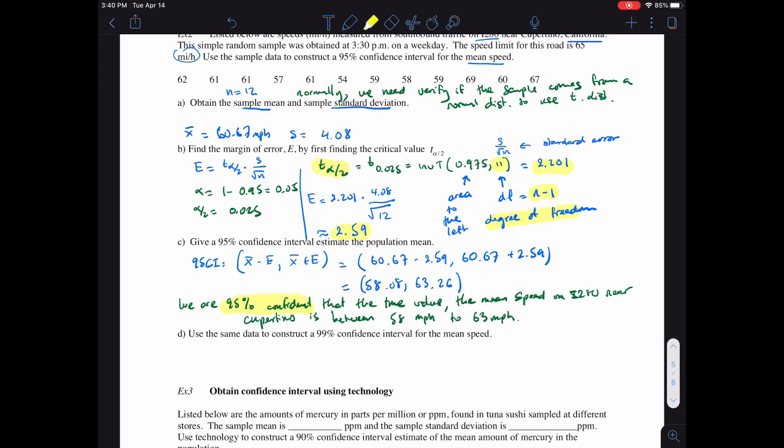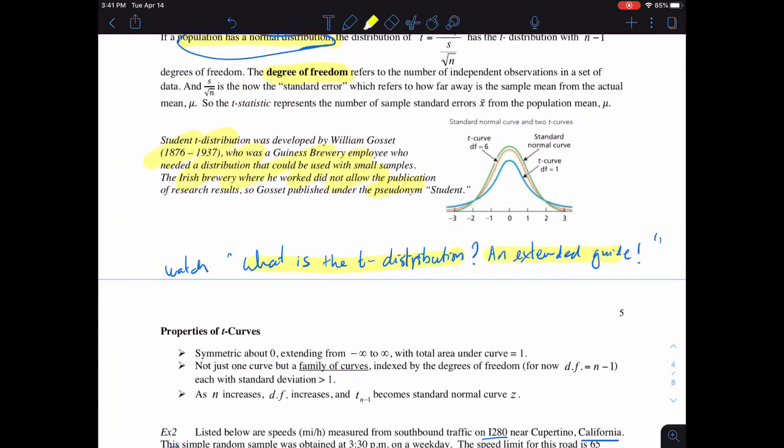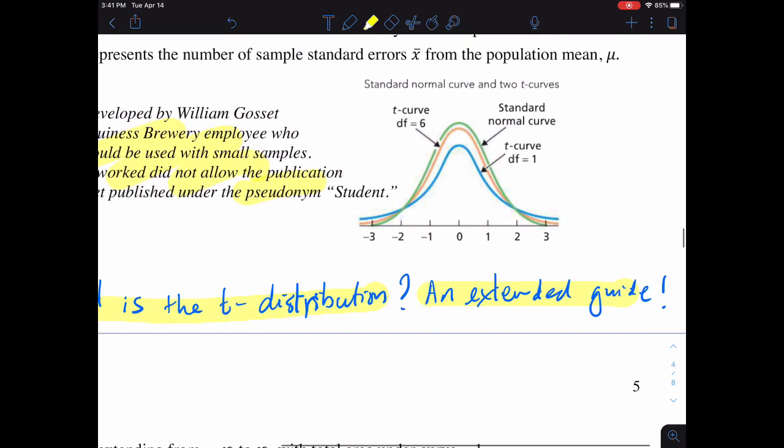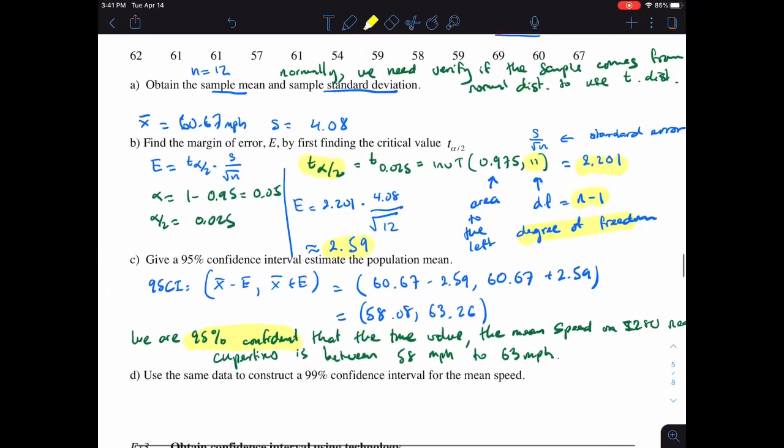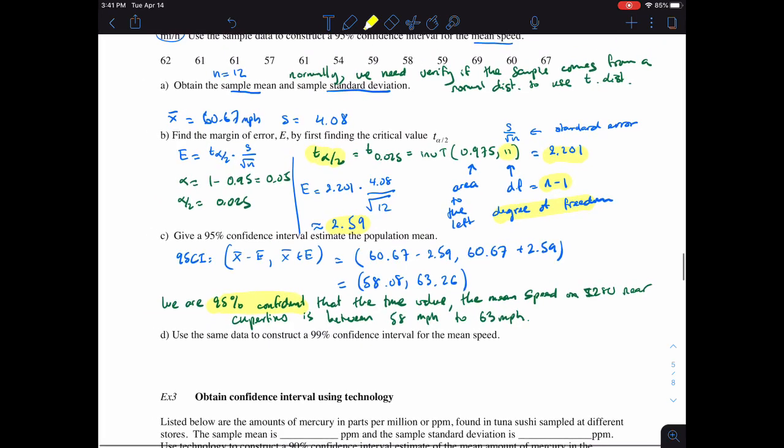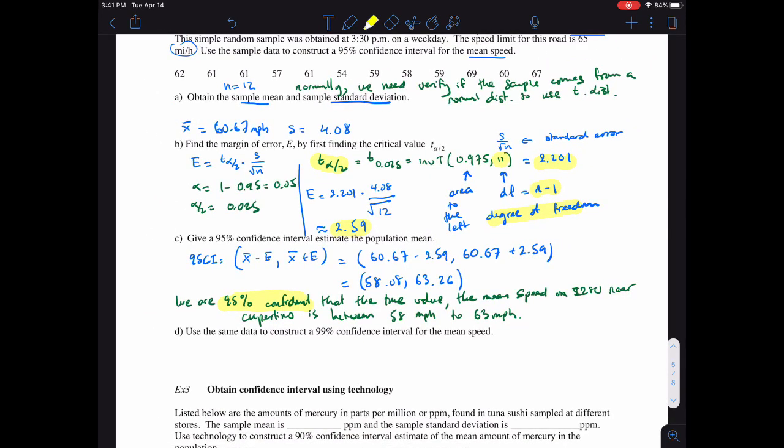is a family of distributions, depending on the sample size. Different sample sizes generate different X bar, different S. Therefore, we need to identify those distributions based on the degrees of freedom. So if you go up here, this picture demonstrates that with different degrees of freedom, different sample sizes, we have different T curves. So that's what it comes down to: we're not looking at one single distribution to take the critical value from. We're looking at infinitely many distributions depending on the sample size.